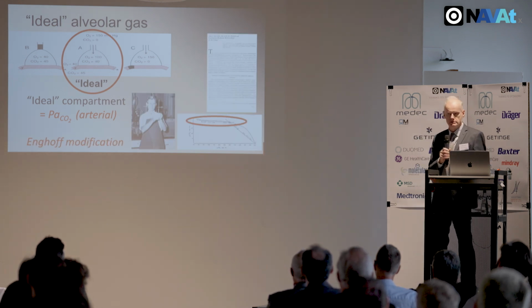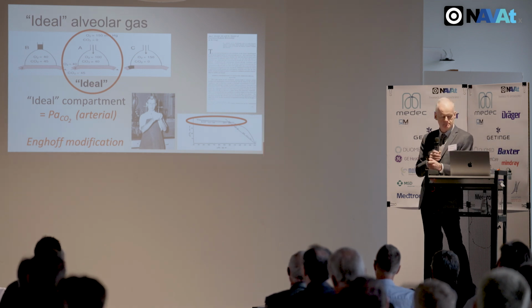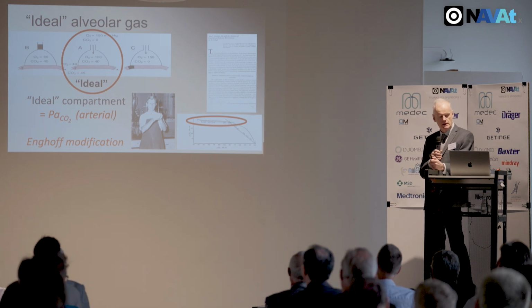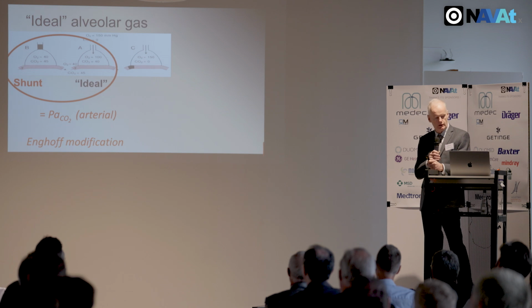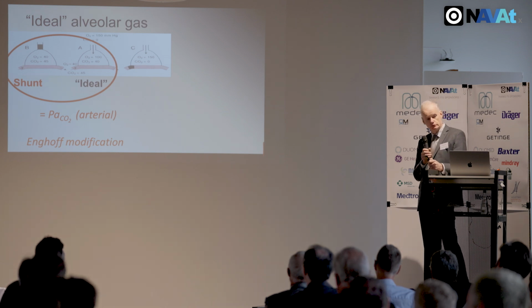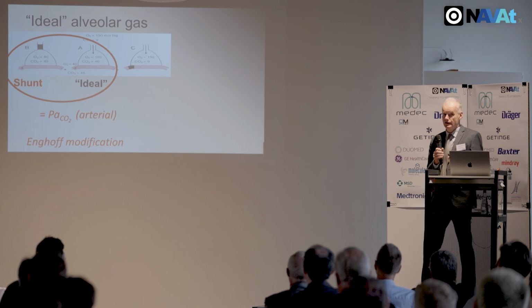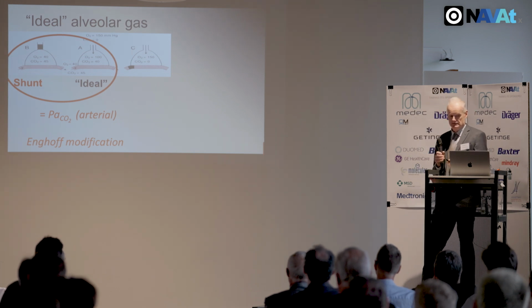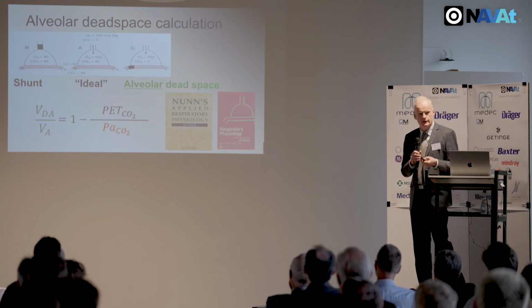And Riley, in fact, went to some lengths to justify that approximation. In fact, took some ownership of the Enghoff modification, so that the equation that we're familiar with now has arterial CO2 in the denominator of the equation. The problem, of course, is the arterial CO2 is in fact not just the ideal compartment, it's the ideal and the shunt compartment. So that's a problem, isn't it? And everyone knows about this problem, but we just ignore it and get on with things.